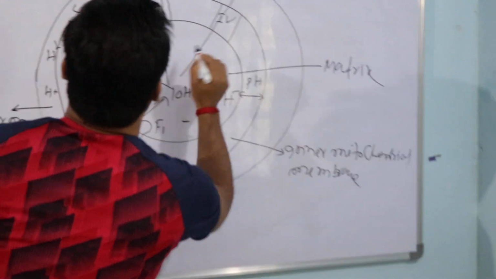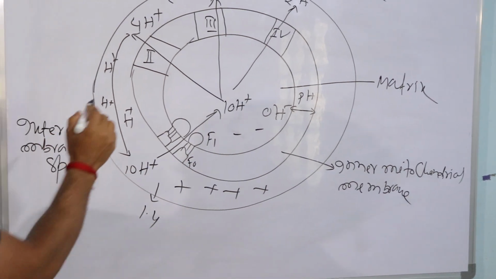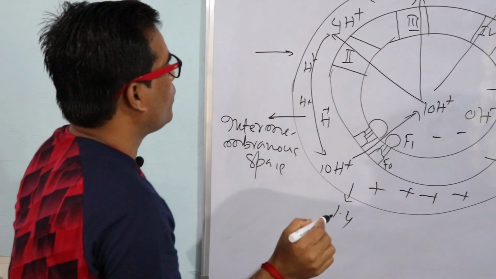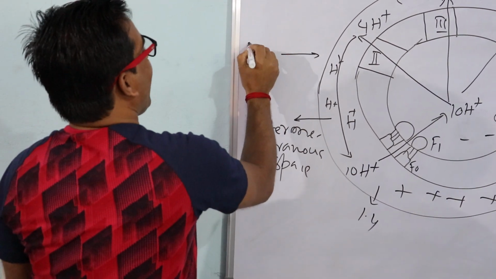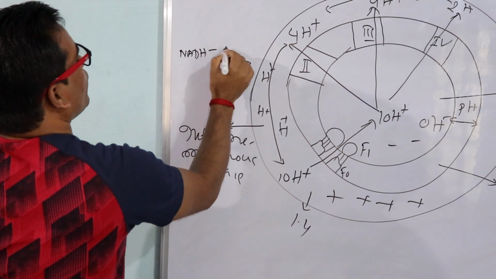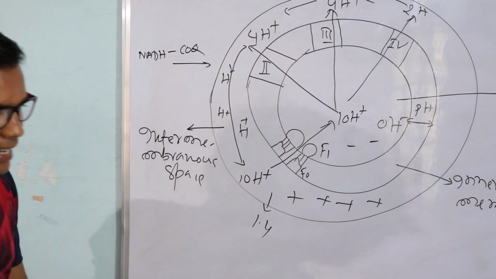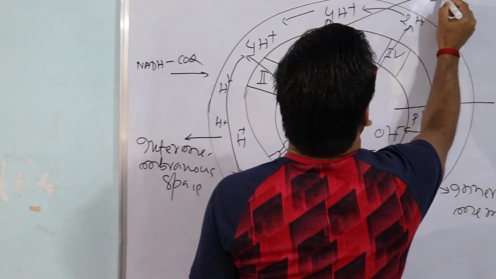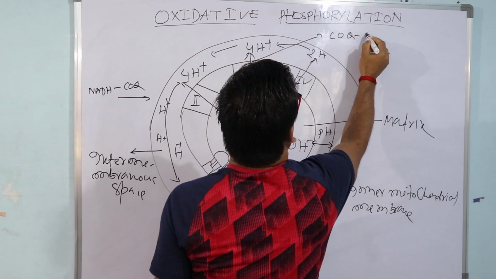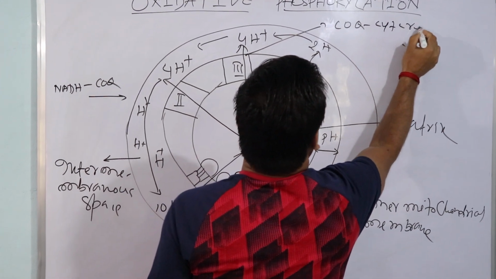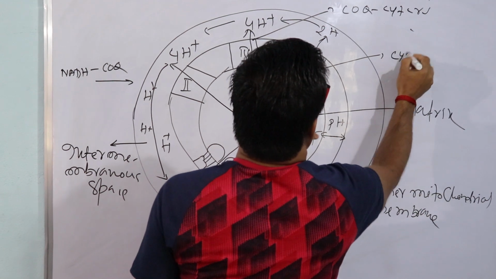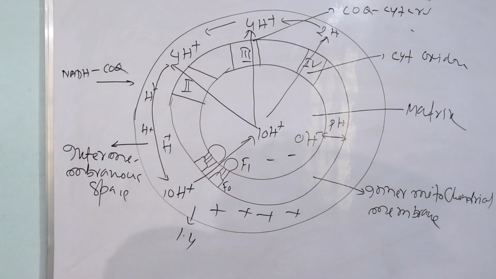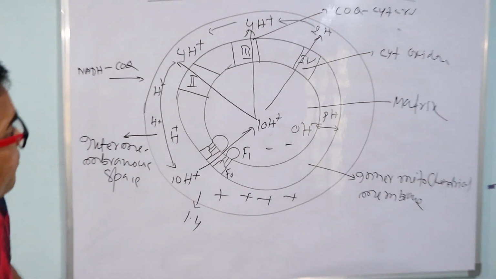Now everybody knows complex 2. What is the name of complex 2? Complex 2 is known as NADH-CoQ reductase. Whereas complex 3 is known as CoQ cytochrome C reductase, and complex 4 is cytochrome oxidase. So now let us start how it is happening.